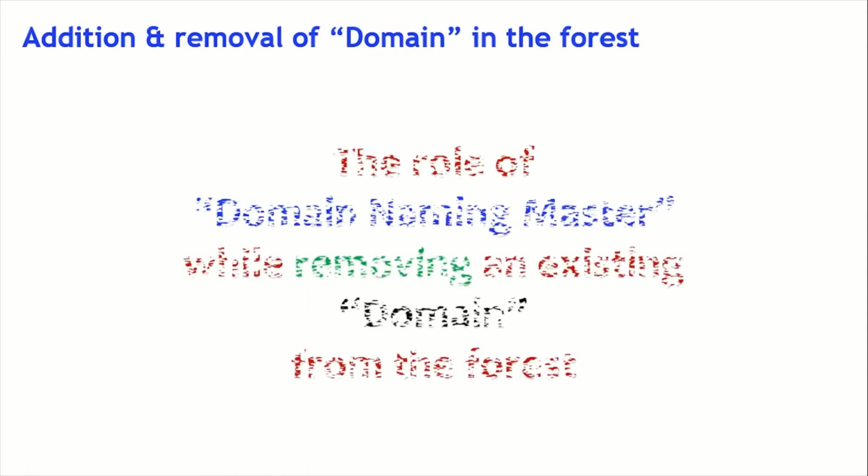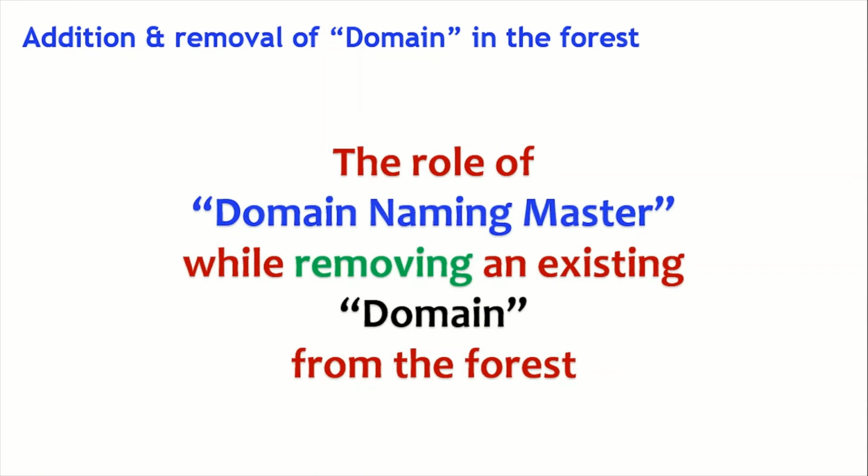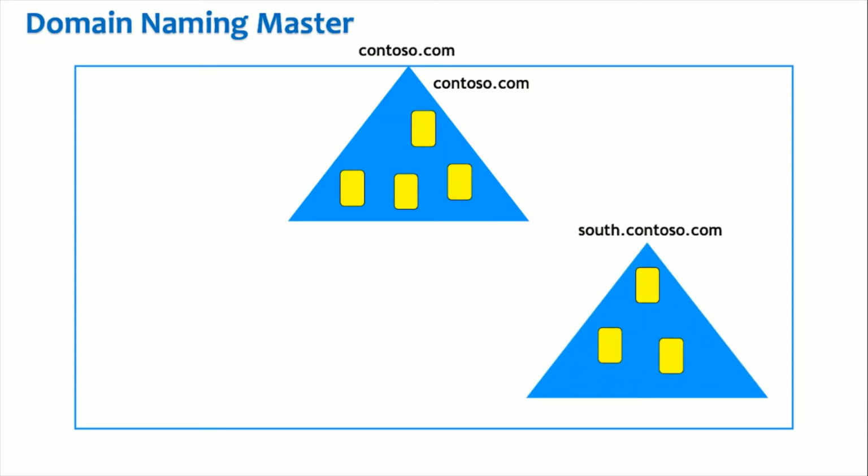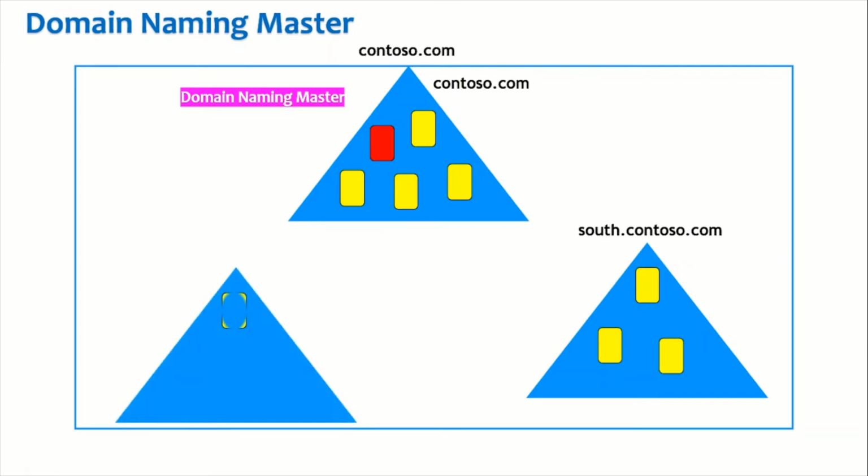Now let us understand the role of the domain naming master while removing an existing domain from the forest. This process is called domain decommissioning. So let's take an example again. This particular forest has two domains, contoso.com and south.contoso.com, with a few domain controllers, and this is our domain naming master, and we have one more domain, testing.contoso.com, with one domain controller.